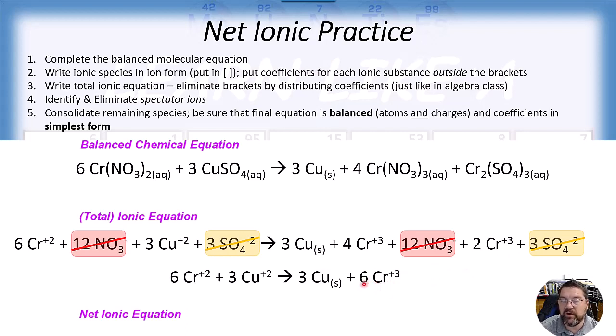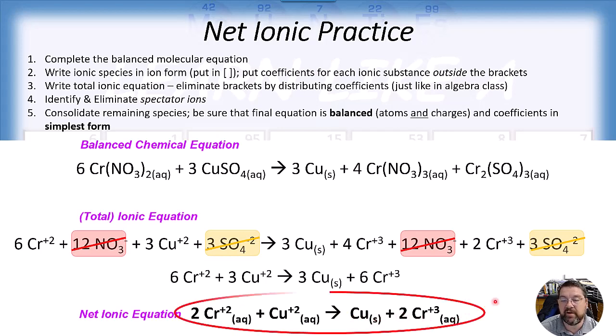And we notice that our coefficients are all divisible by 3. So if we reduce, we get 2 Cr plus Cu2+ aqueous yields Cu solid plus 2 Cr3+. And that would be our net ionic equation.